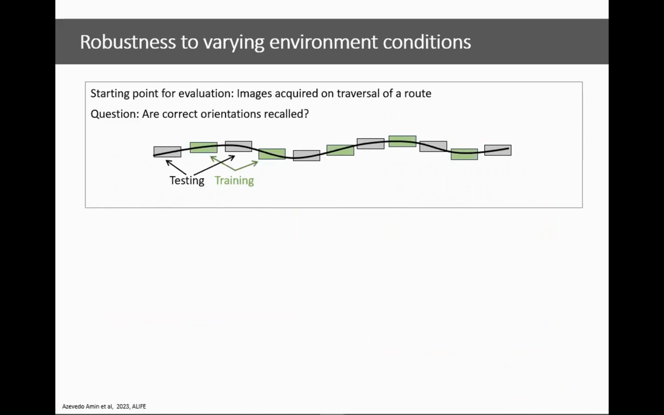So first, I wanted to look at whether or not Infomax was robust to varying environmental conditions. And as a starting point for evaluating it, we acquire images on a traversal of a route. So drive the robot down a route, acquire the images, and then analyze them offline. So the question that we're asking here is, are the correct orientations recalled after training? If it doesn't work in this instance, it's not going to be suitable for navigation. And what we typically do is divide the image set into odd and even, so that odd might be used for training and even indices would be used for testing.